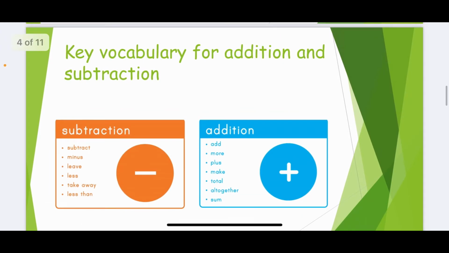So some of the keywords for subtraction will include subtract, minus, leave, less, take away, and less than. So if you see a problem that has the word leave or take away or less than in it, you will know you need to do a subtraction for that problem. For addition, you might see words like more, plus, add, make, total, altogether, or sum. And if you see these words in a word problem, you will know to do an addition.